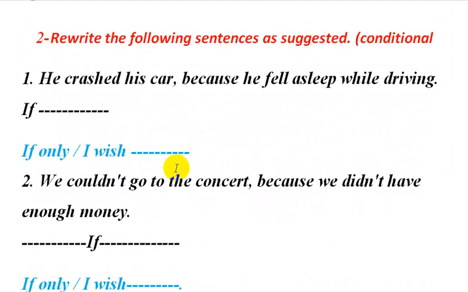Second exercise says rewrite the following sentences as suggested using the condition that we have just seen. Number 1: he crashed his car because he fell asleep while driving. He crashed his car, an accident, because he fell asleep while driving. So what's the problem here? What's the result? The crash. Why? Because he fell asleep while driving. So if what?